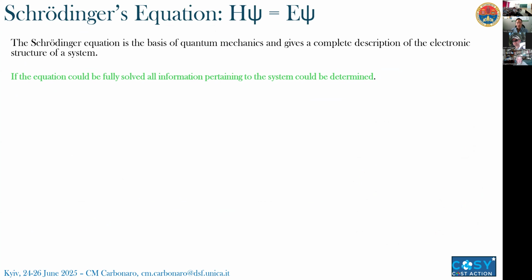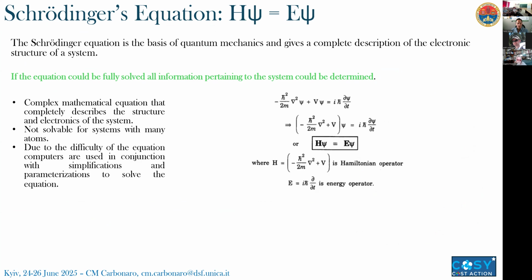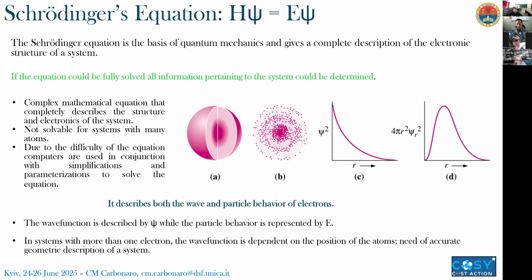Well, the starting point is the Schrödinger equation, and if the equation could be fully solved, all information pertaining to the system could be determined. This means we have to solve this complex equation, but it is not solvable for systems with very many atoms. Since it is not solvable, we need the help of computers used in conjunction with some simplifications. We have already seen some beautiful presentations yesterday about that, and the parametrization we need to solve the equation. For example, we can describe both the wave and the particle behavior of electrons. The wave behavior is described by the wave function psi, while the particle behavior is represented by the energy. And in systems with more than one electron, the wave function depends on the position of the atoms, and we need to describe the geometry of our system accurately.